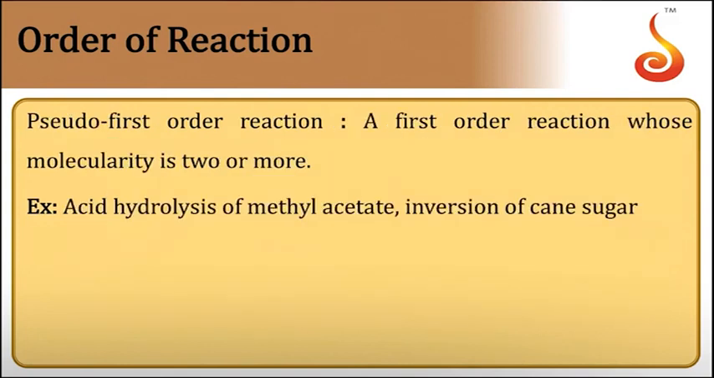Then comes the pseudo-order reactions. First of all, the meaning of this: pseudo-order reactions are reactions whose actual order is different from the order expected from the rate law itself. So for example, they can take first order reactions whose molecularity is 2 or more than 2.